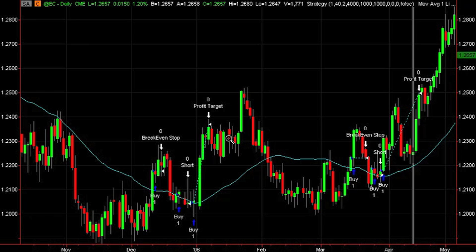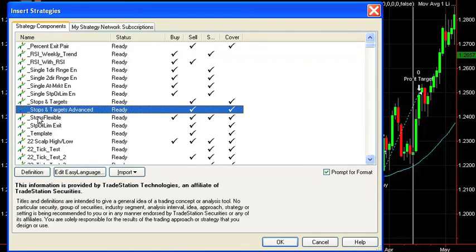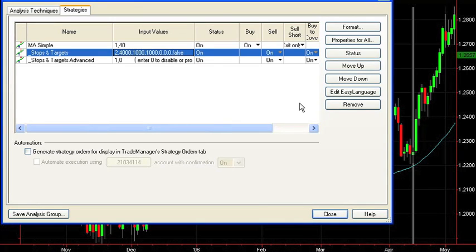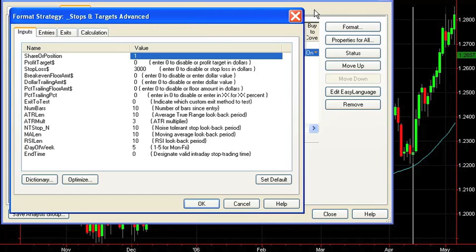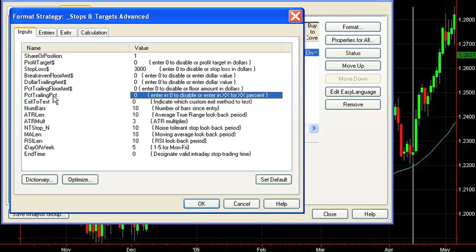What I've done is added onto this. So let's go to Insert Strategy. I've created, or I added to, the stops and targets one and created stops and targets advanced. So let's load this. I'm going to remove the old one, and let's take a quick look at the inputs. The inputs are going to be virtually identical for the first few. So share or position, we have our profit target, stop loss, break even, all the way through to percent trailing.